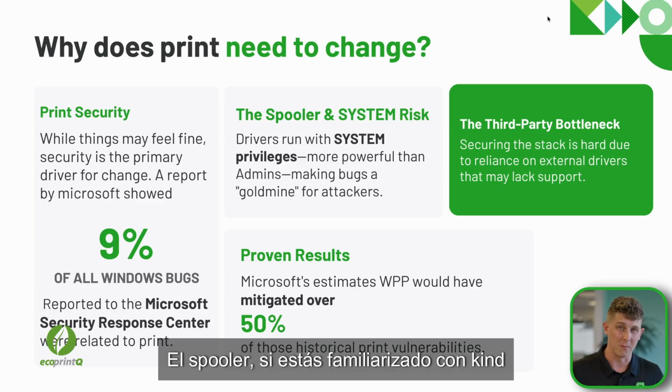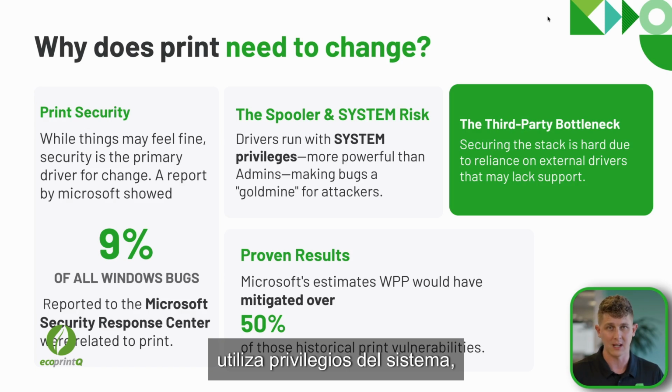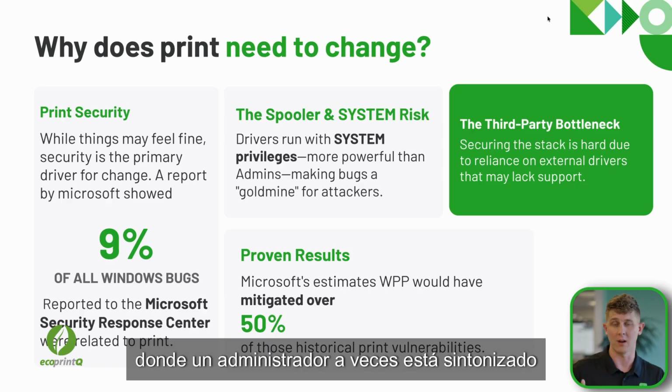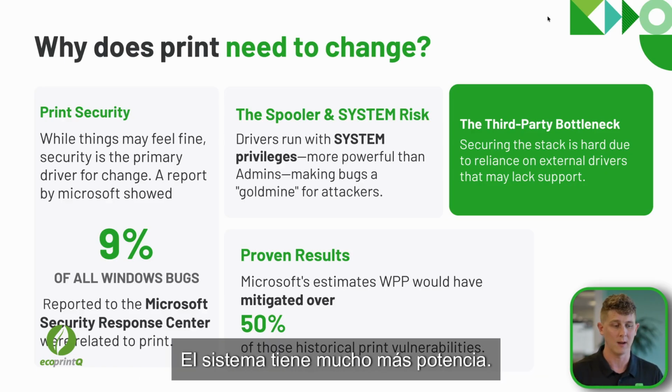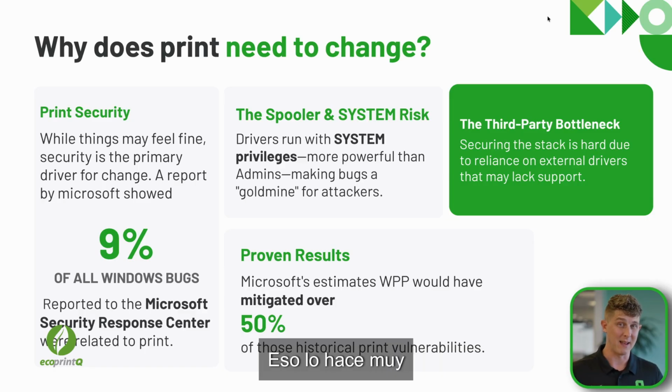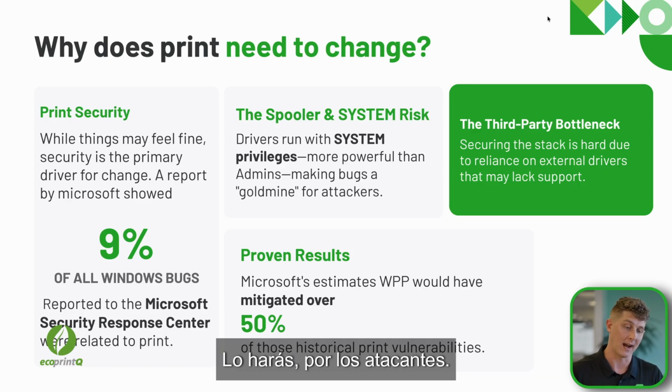The spooler, if you're familiar with how this all works, uses system privileges, and that in some cases is even more powerful than an administrator. An administrator is sometimes tuned to least privilege, only the things they need. The system has a lot more power, and unfortunately that makes it an easy attack vector, right? A gold mine, if you will, for attackers.